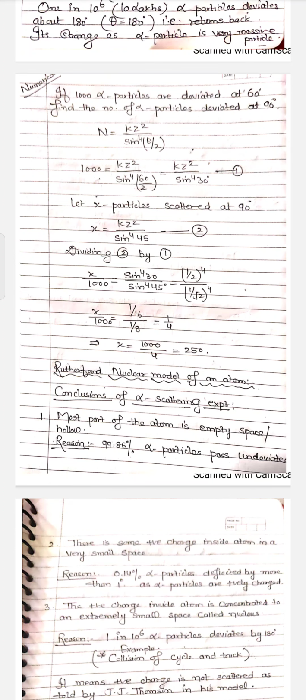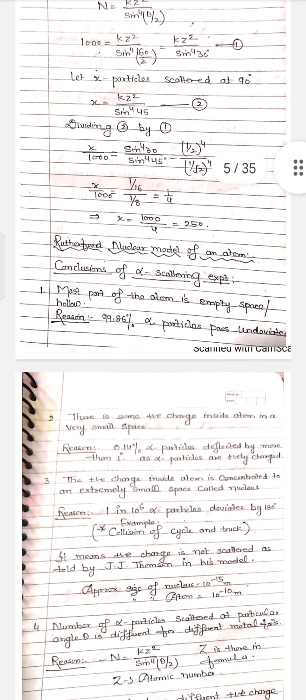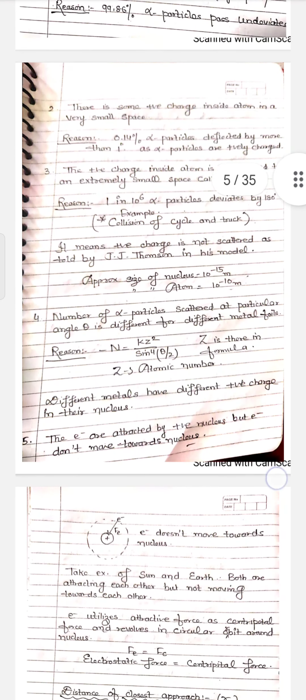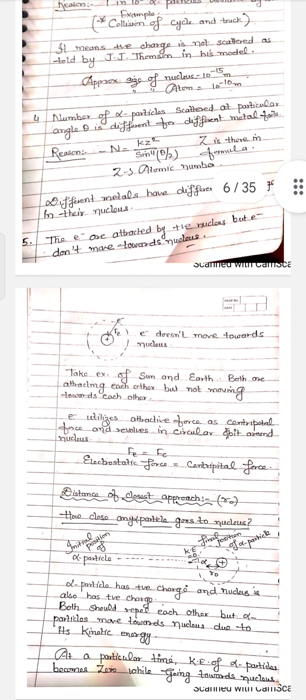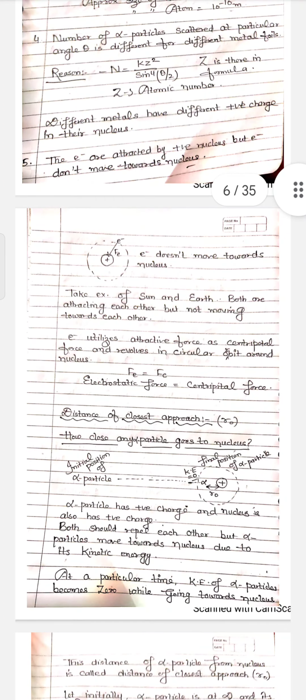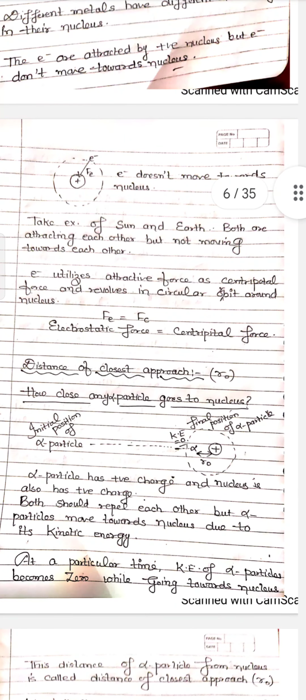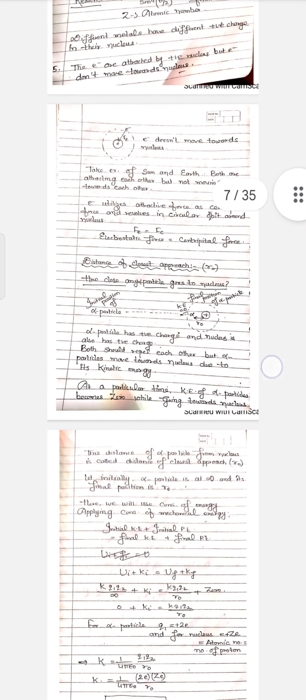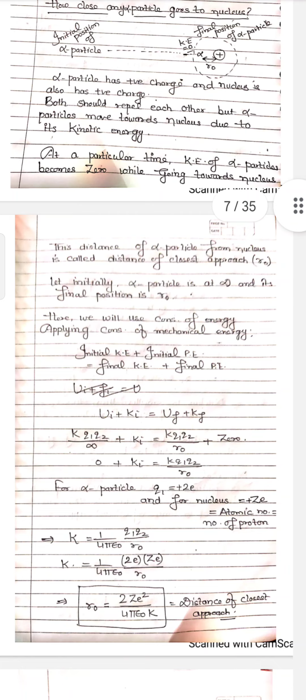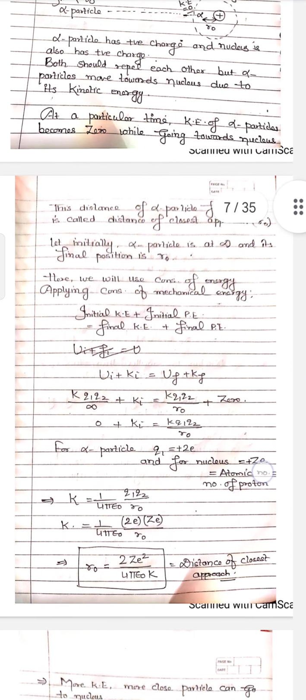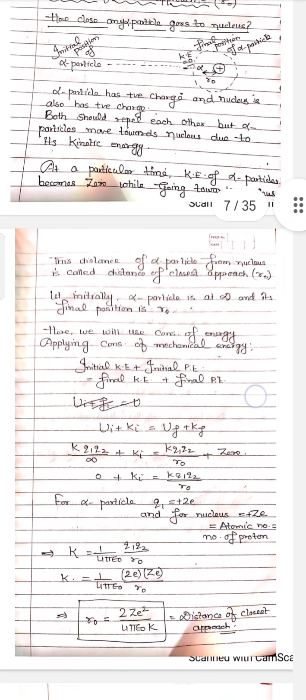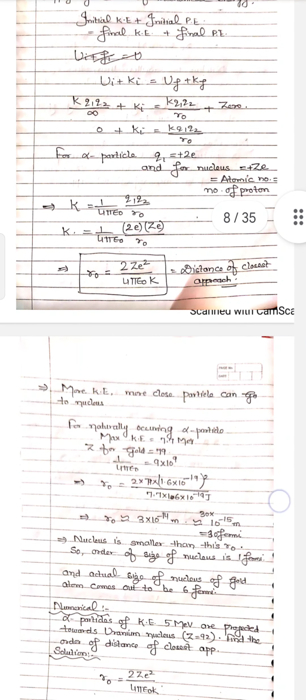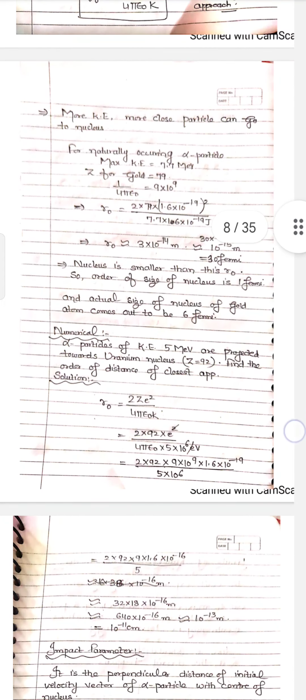Then Rutherford nuclear model of an atom, you can see, which was the conclusion of alpha scattering experiment. After that you can see some of the definition with explanation, that is the distance of closest approach, you can see here. Then some calculations related to this topic, you can see numericals, you can see here.